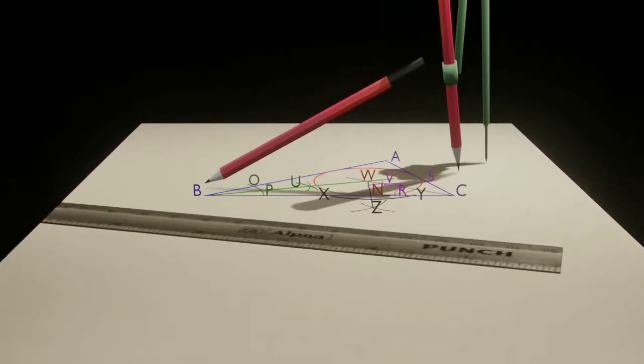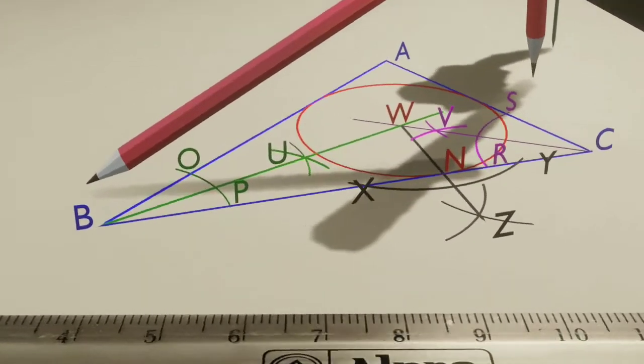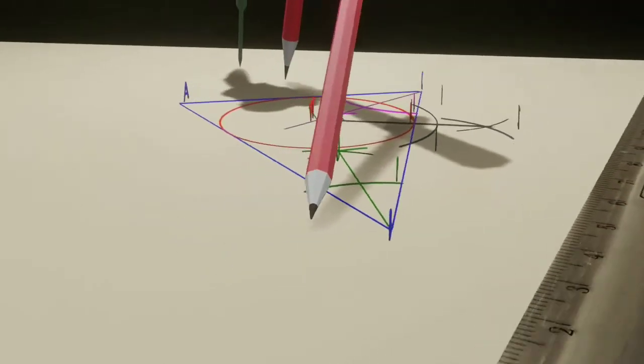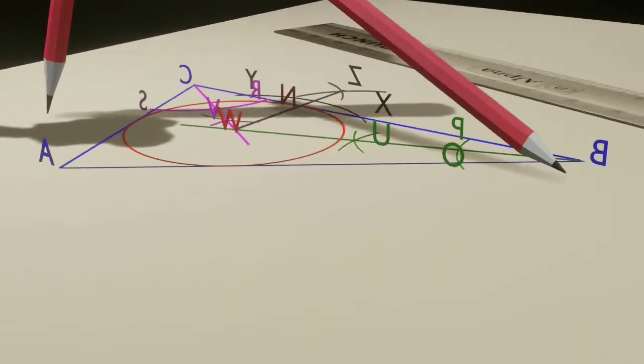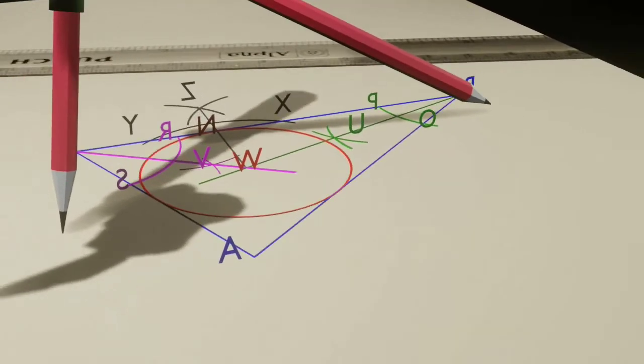How to construct an inscribed circle to a triangle. It is an important geometry construction at school level mathematics. In this animation video, we are going to learn the total procedure.